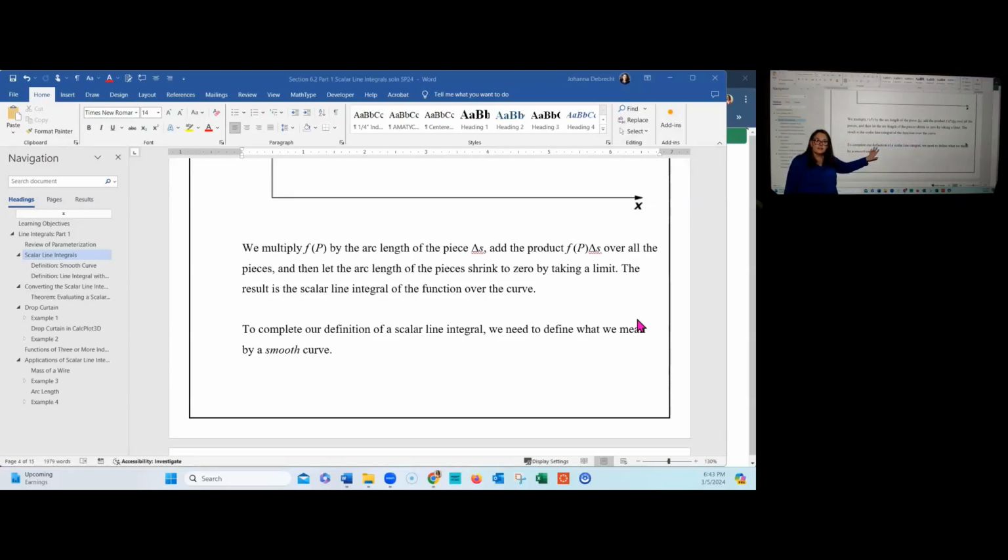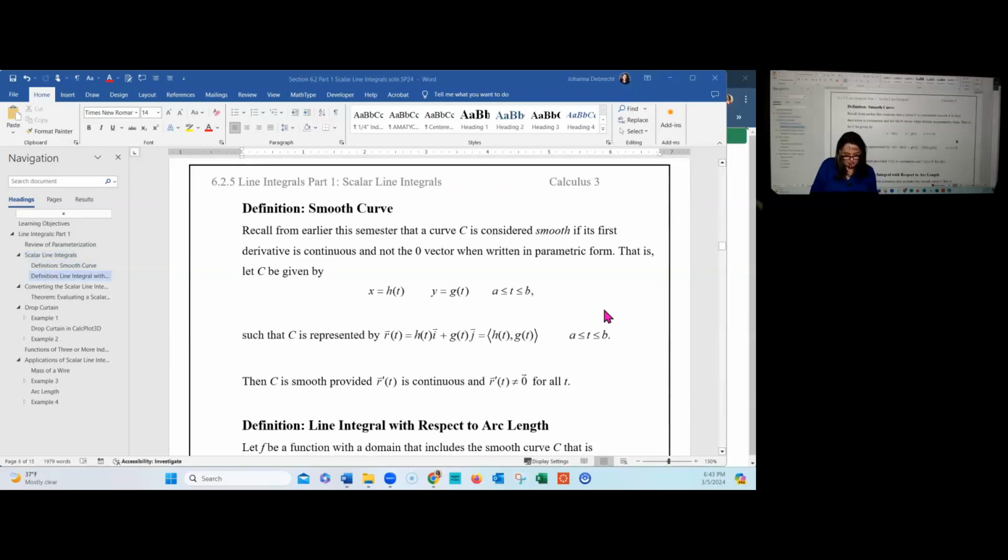In order to fully define what a scalar line integral is, we need to remind ourselves what the definition of a smooth curve is. We saw this back when we first worked with vectors. A curve C in either 2 dimensions, the xy plane, or in 3 dimensions, like a helix, is considered smooth if its derivative, when represented as a scalar or as a space curve, r of t, is continuous and not the 0 vector when written in parametric form.